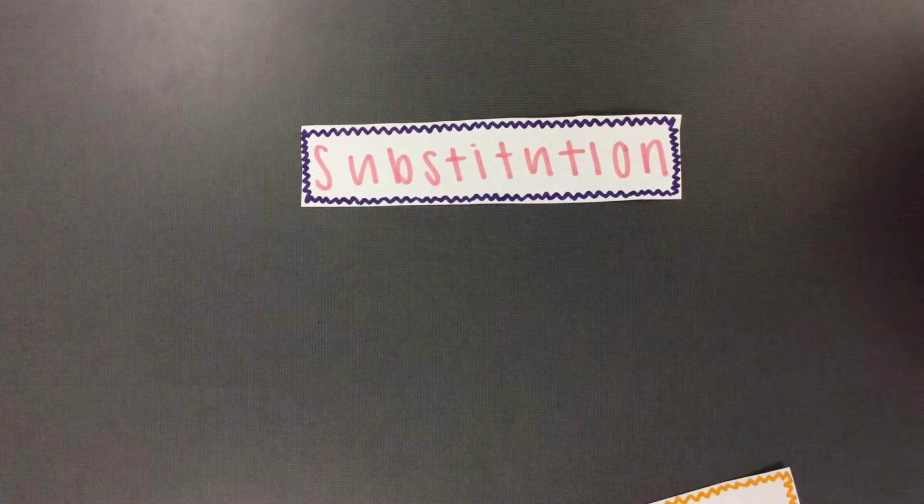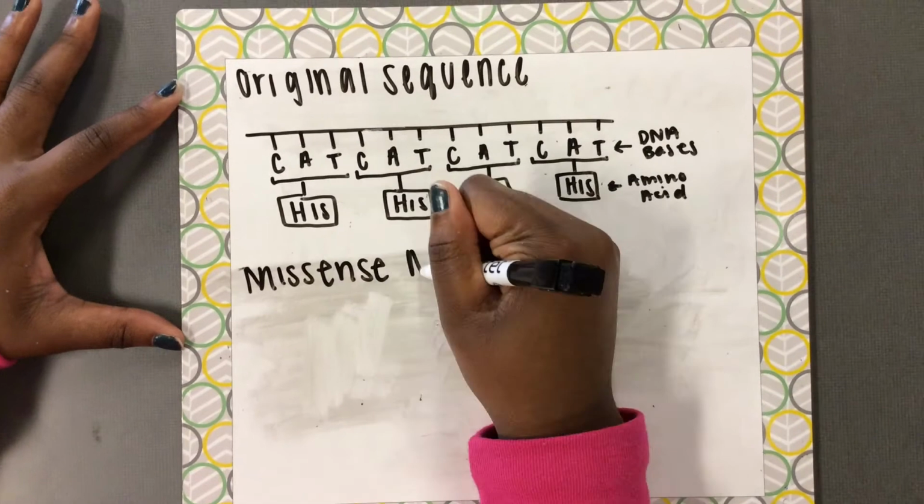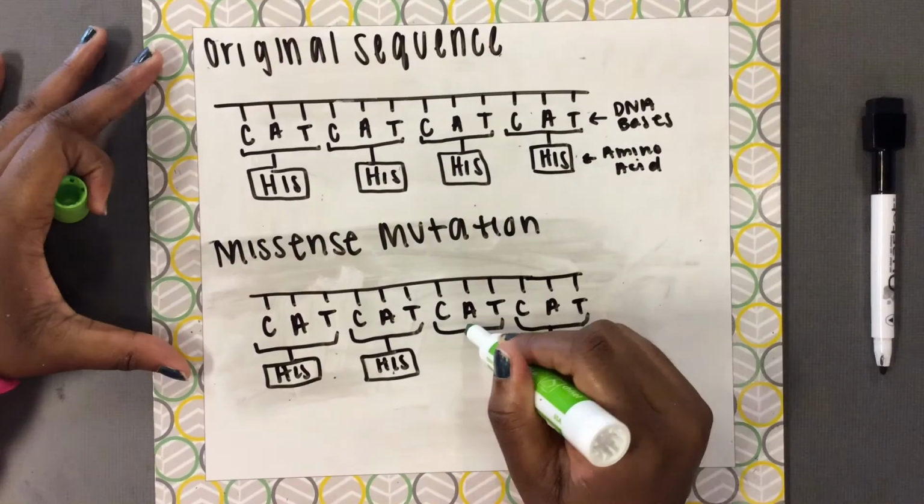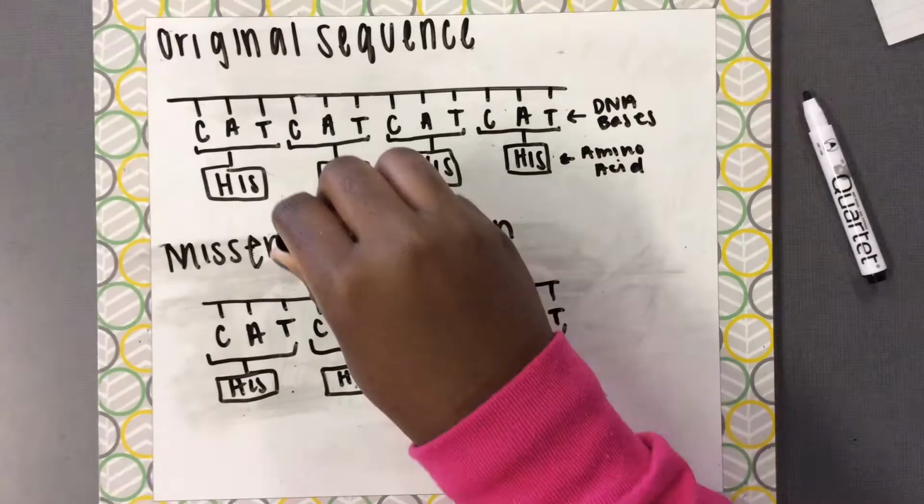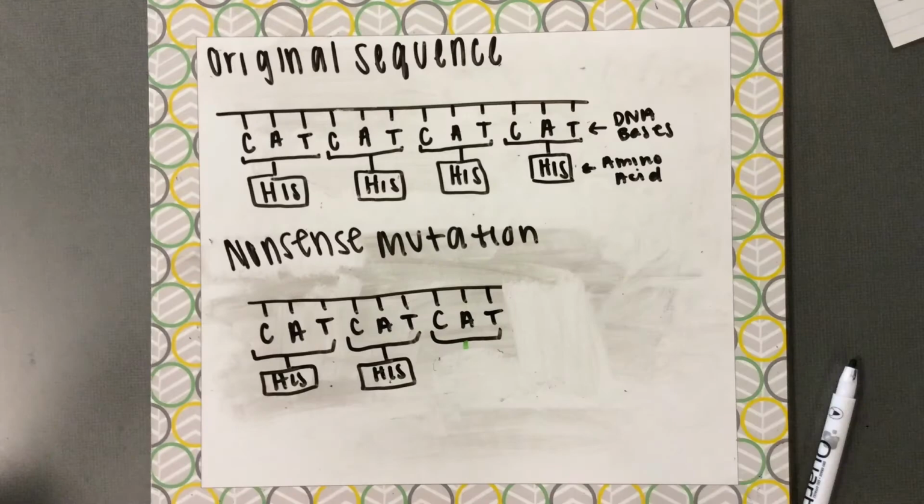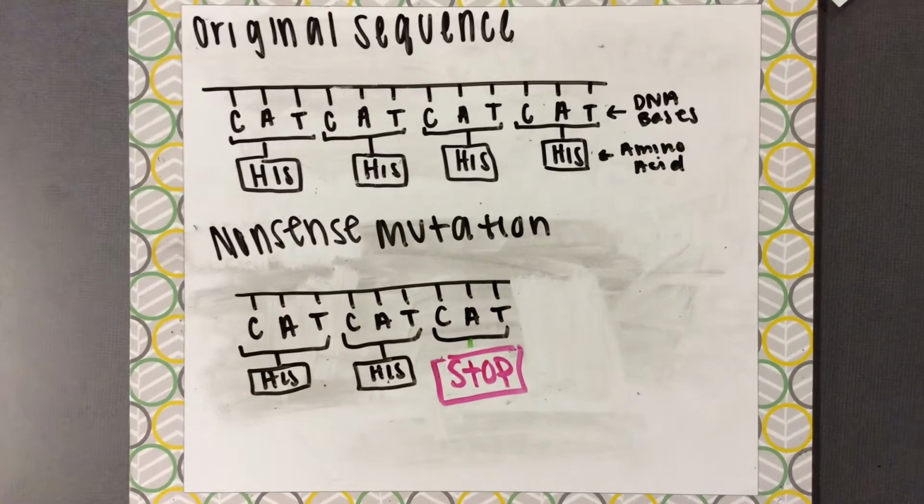In base pair substitution mutation, one nucleotide pair replaces another nucleotide pair. A missense mutation still codes for an amino acid, but not quite the right one. Whereas a nonsense mutation will change an amino acid codon to a stop codon, most likely making a non-functional protein.